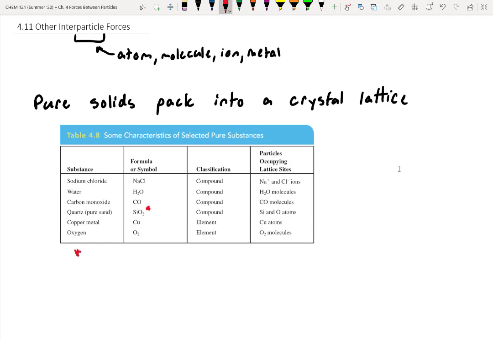That this is an infinite 3D network, not discrete SiO2 molecules. It's kind of unusual. It's not something we talk a lot about in this class, but we'll talk about the formal name here in a second.